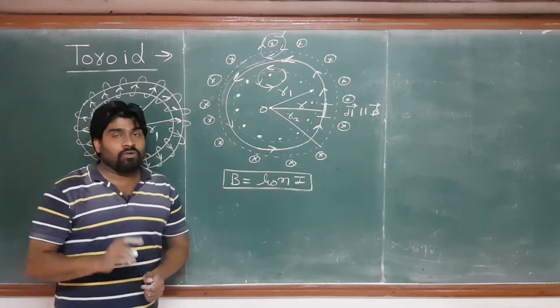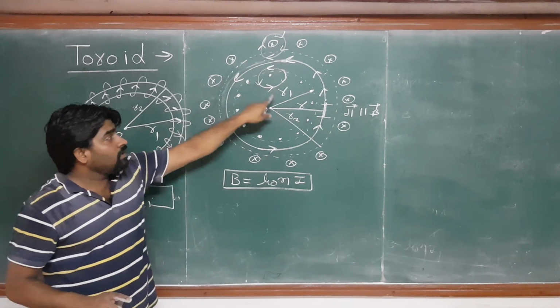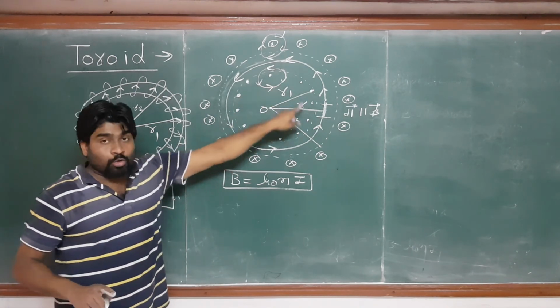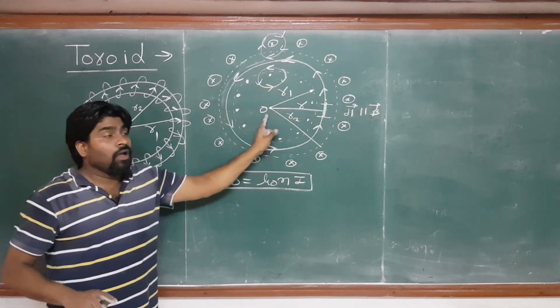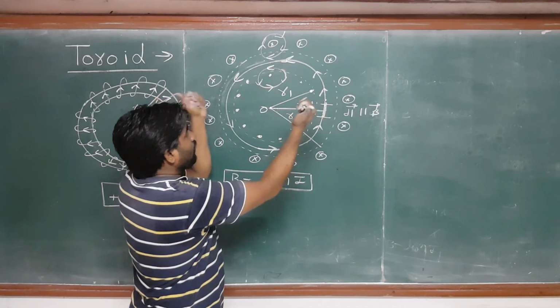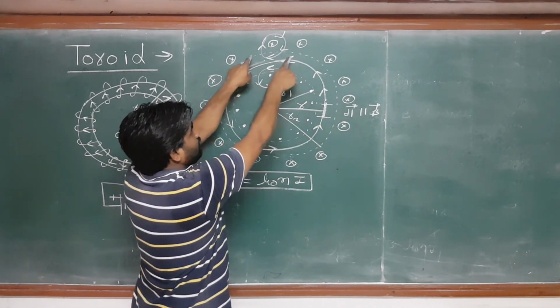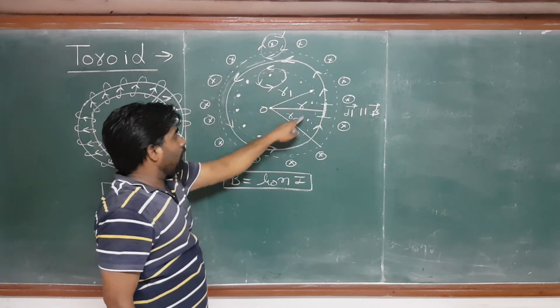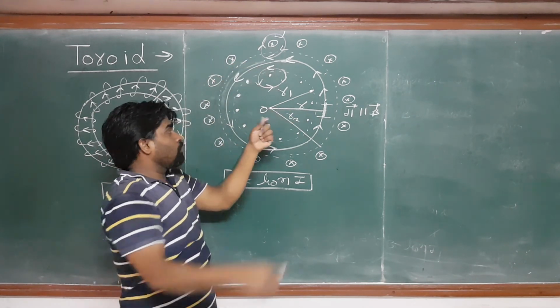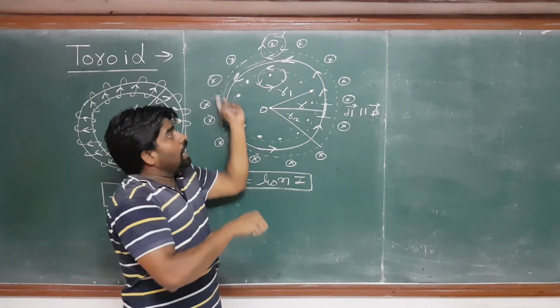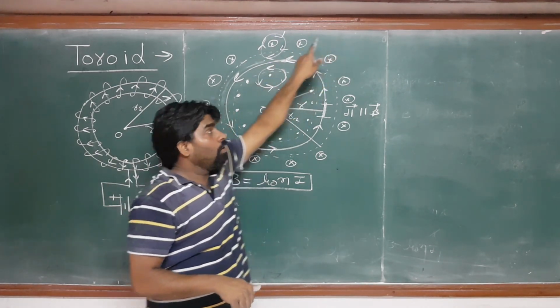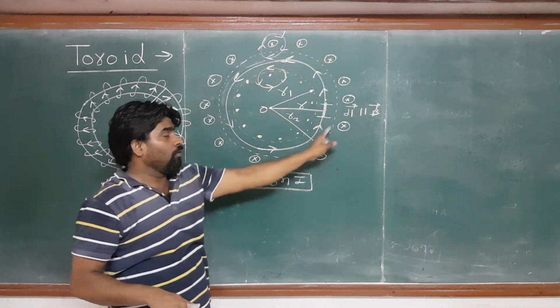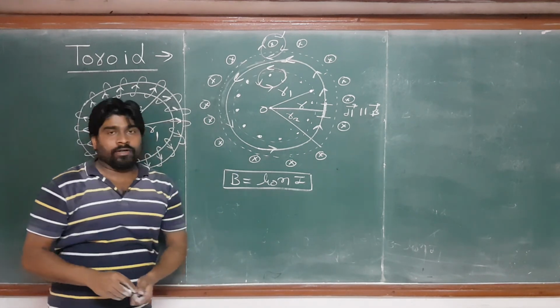One more thing you have to note down: inside this toroid, in the hollow center, there is no magnetic field, because the current is going and passing inside into the board, so the magnetic field will develop here and here. No magnetic field will develop at the center. So at the center the magnetic field would be 0, at outside the magnetic field would be 0, the magnetic field would be maximum here, right? Note it down please. Thank you.